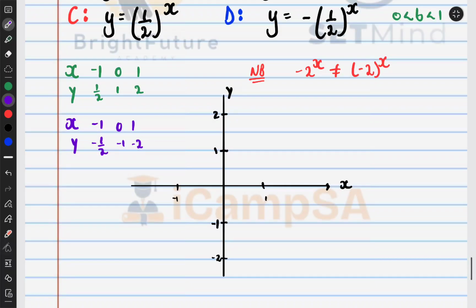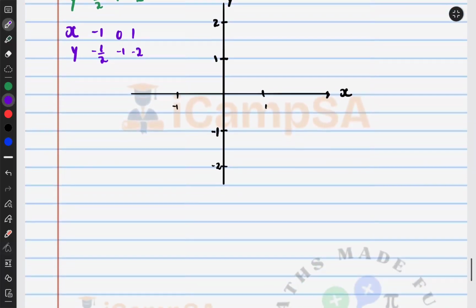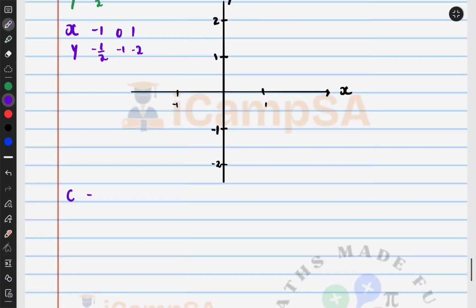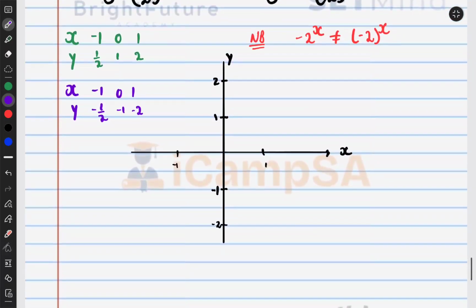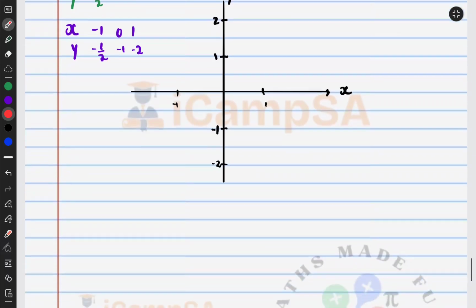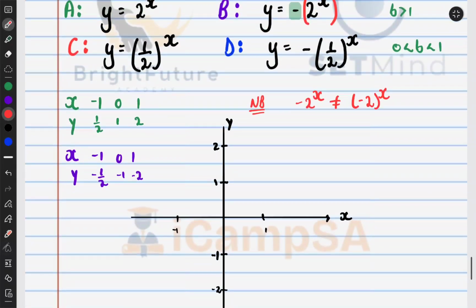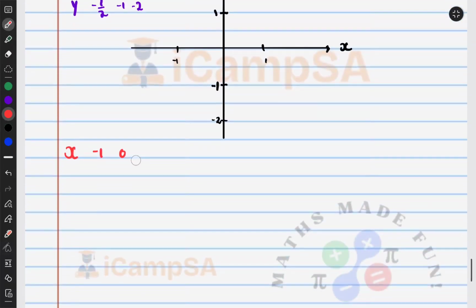Okay, and then for number c, the corresponding values for x of negative 1, 0, and 1. C is 1 over 2 to the power of x. So 1 over 2 to the power of negative 1 will be 2, and 1 over 2 to the power of 0 is 1, and 1 over 2 to the power of 1 is 1 over 2.